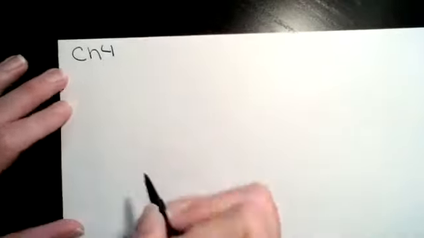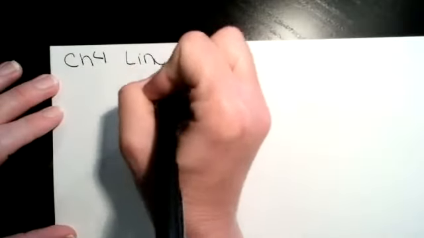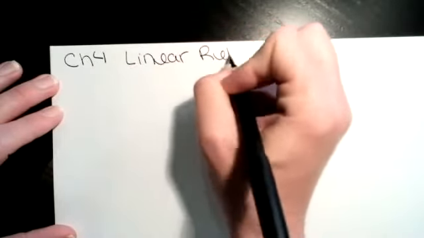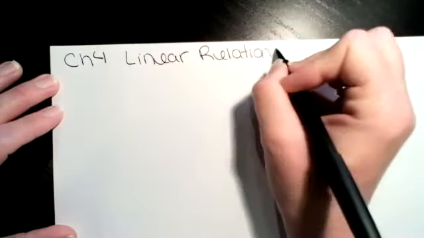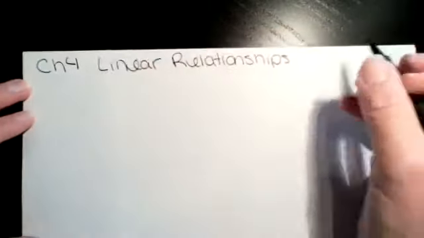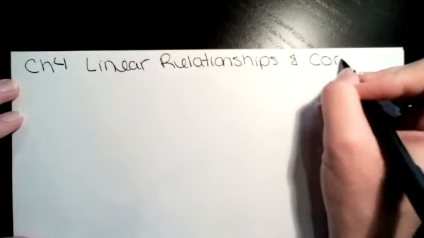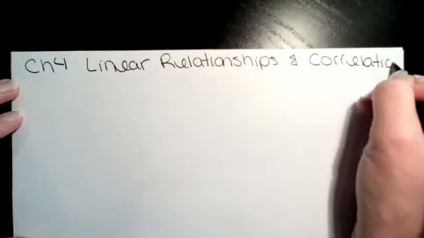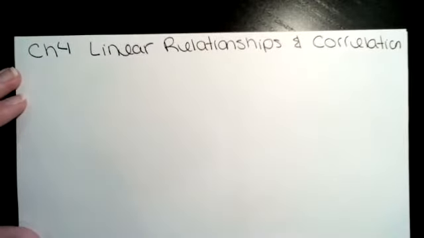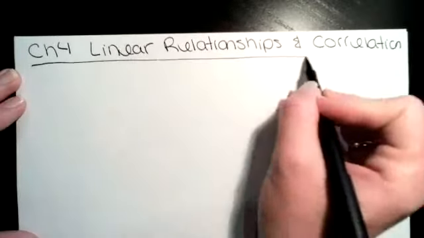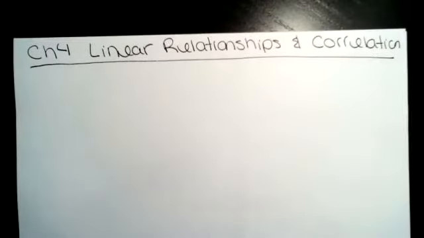Okay, so today, let me get this here. There we go. Today, we are going to look at and start chapter 4. And chapter 4, we're looking at linear relationships and correlation. So that's what we're going to talk about today, and that's our chapter 4. We'll be in chapter 4 for this entire week.